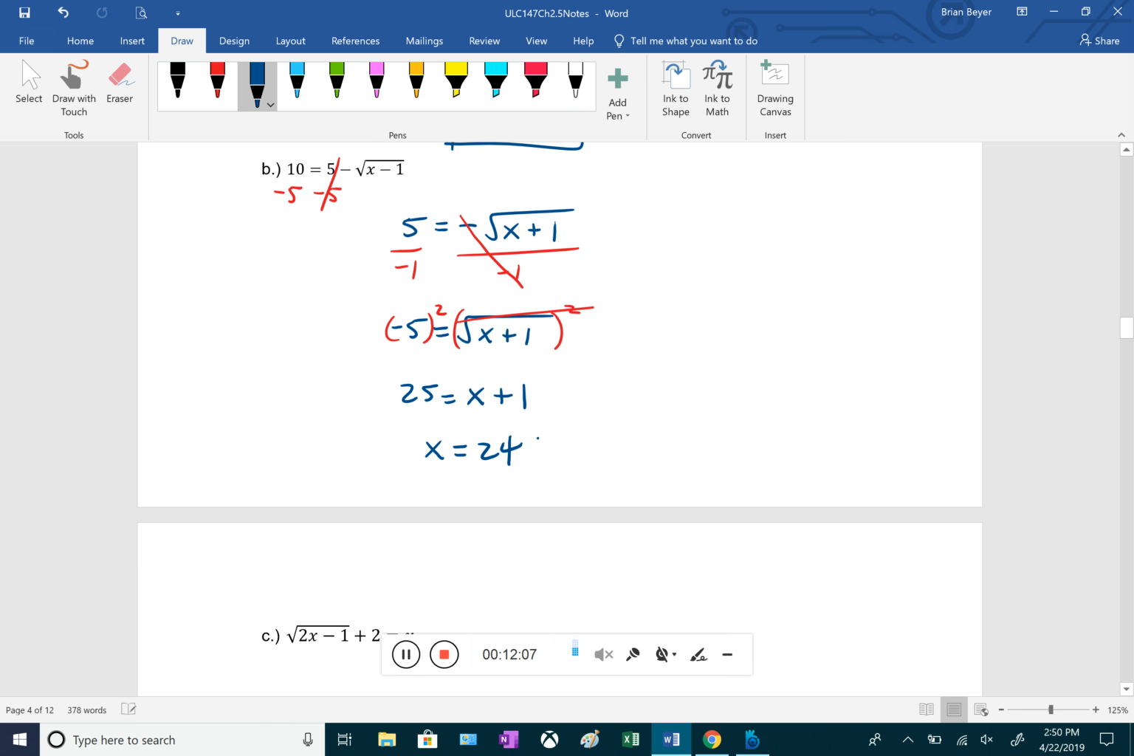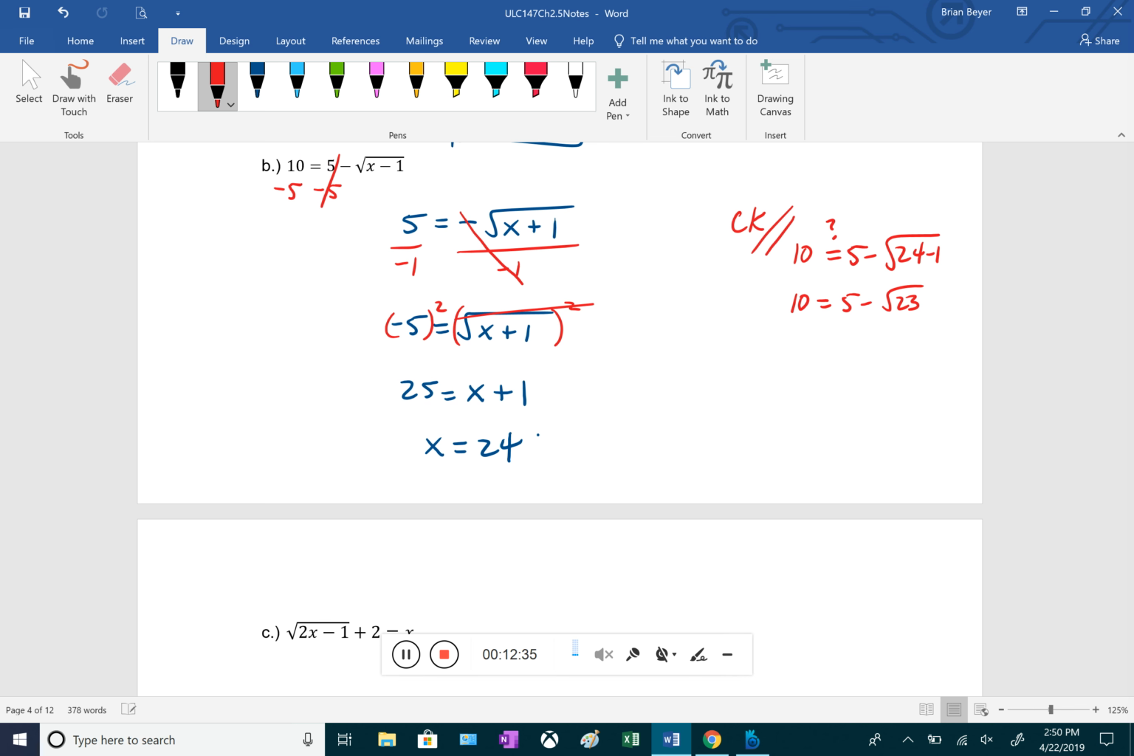Okay, so we're going to check this. We're going to do 10 equals question mark 5 minus the square root of x minus 1. So plug in your answer, 24 minus 1, and simplify it. 5 minus 24 minus 1 is 23.